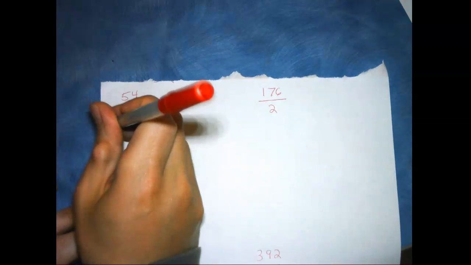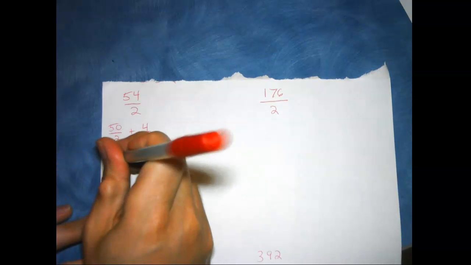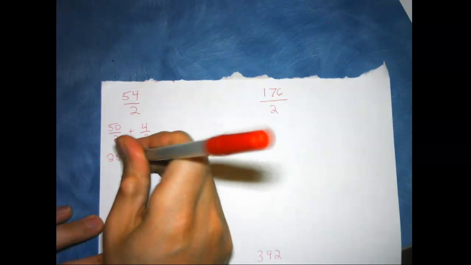So I start off asking myself, okay, I don't know 54 divided by 2. What's a number close to 54 that I do know divided by 2? 50? Yeah. So I could break 54 over 2 into 50 over 2 plus 4 over 2. Okay, well, what's half of 50? That's 25. 4 over 2 is just 2, so 27. So 54 divided by 2 is 27.